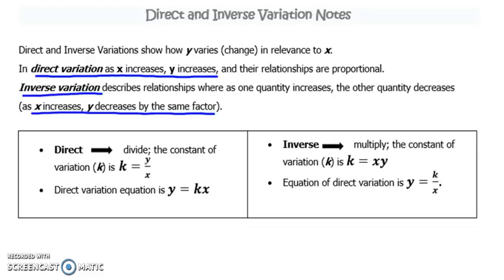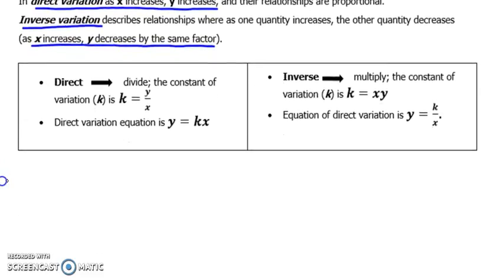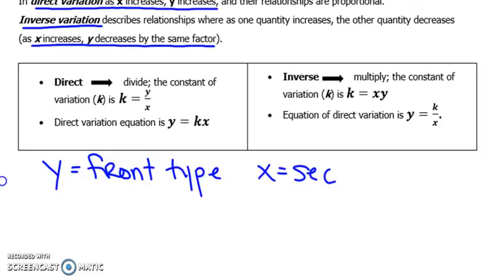Now, one thing we need to keep in mind when it comes to word problems. To figure out what is x and what is y, y is going to be your first type, and x is going to be the second type in the problem. And I'll show you some examples so you know what that means. But it's important to remember that y comes first in the problem and x will come second.